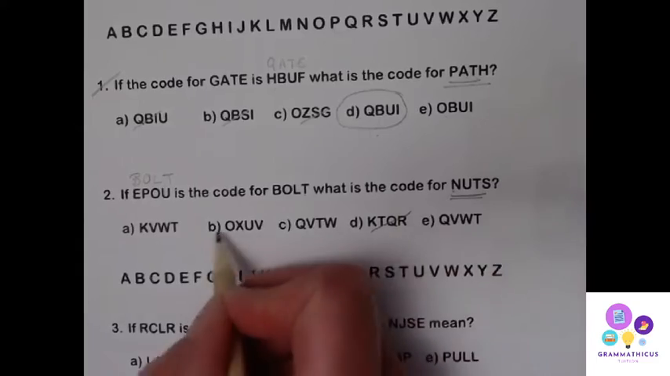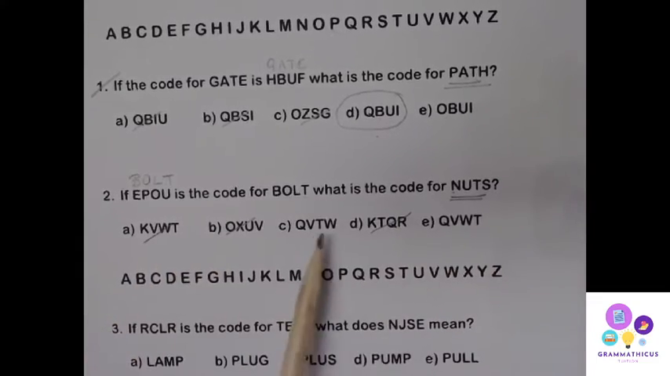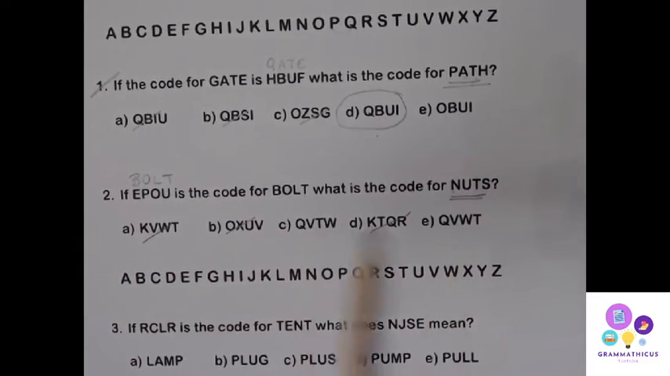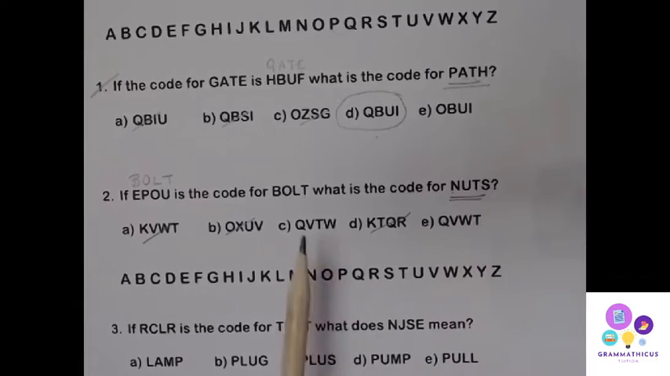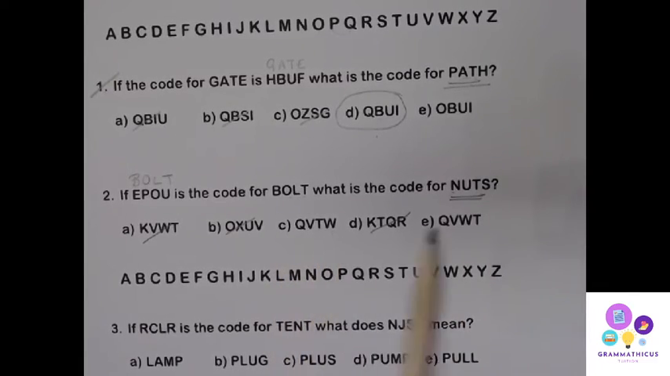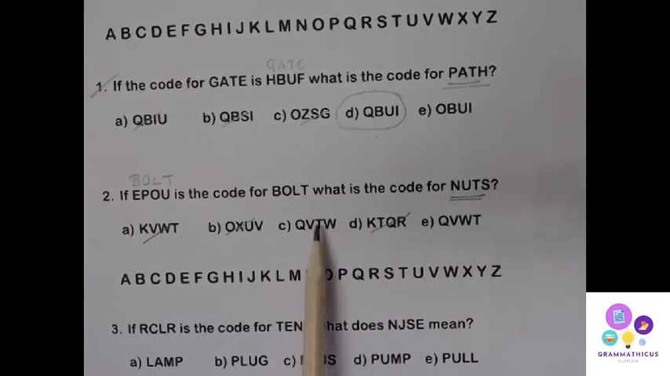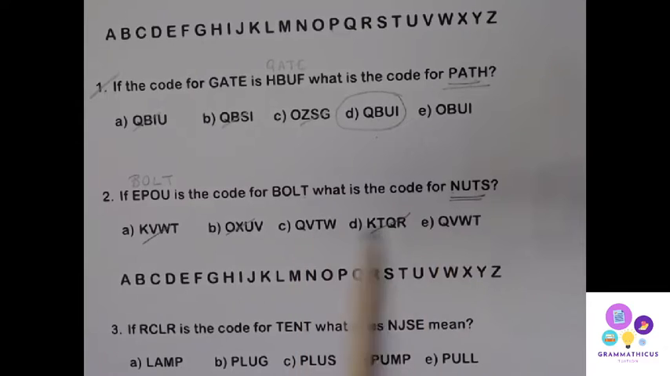Now I'm going to cross out my other options, and I'm actually going to take a quick look at the two words that I've got left. I've got QVTW and QVWT. Now, they're very similar. There's no point in me working out the second letter because they are identical.